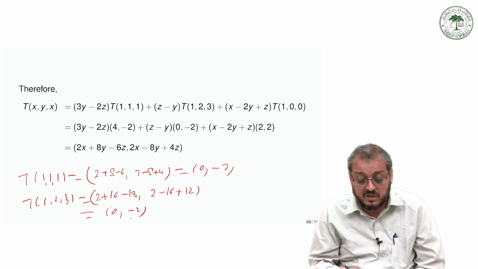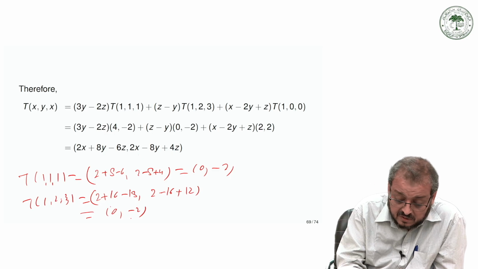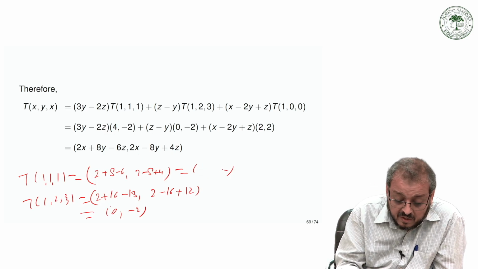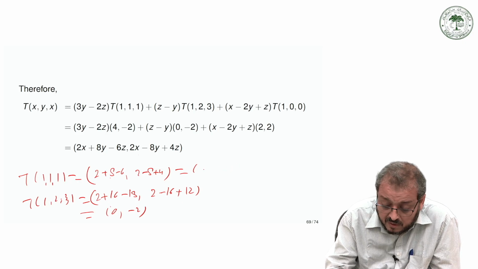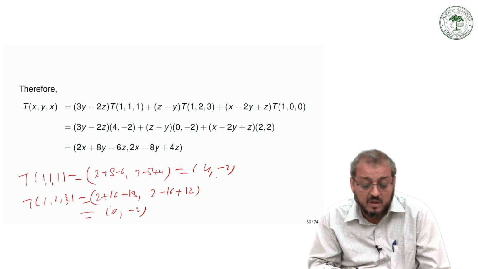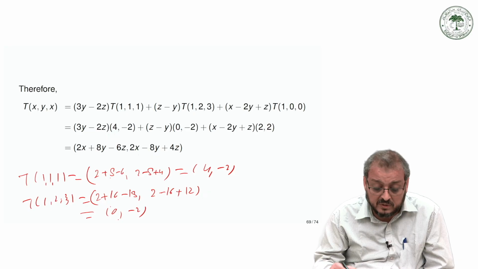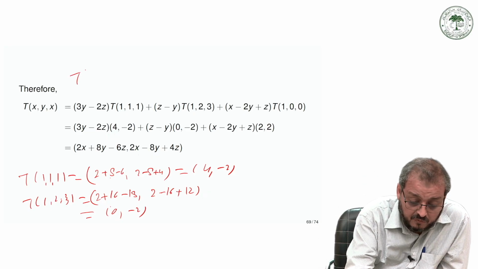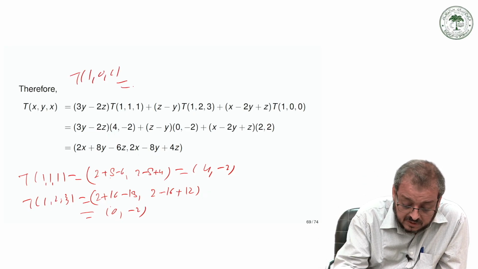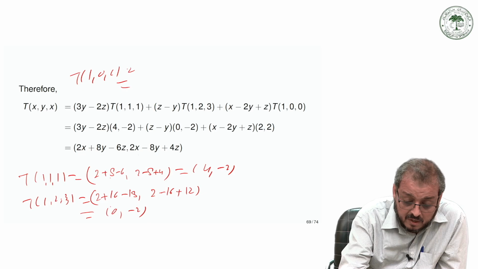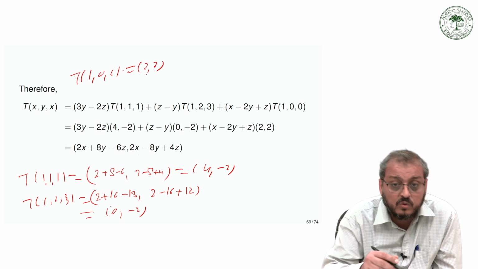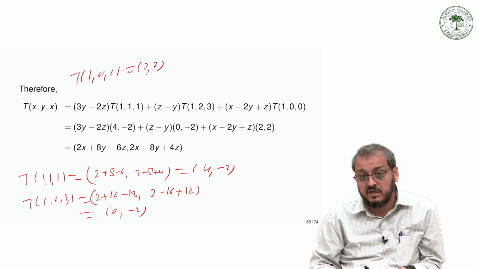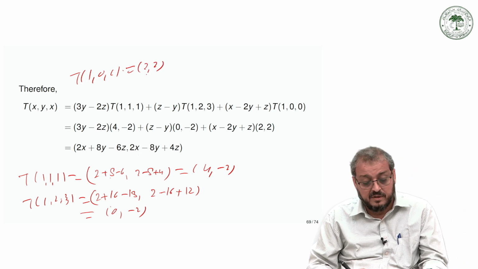Sorry, just a minute. This is equal to 4. This is 4 minus 2, this is 0 minus 2. And then if you take T of (1, 0, 0), this is nothing but 2, and clearly this value is equal to (2, 2, 2). So this verifies all of this in this case.